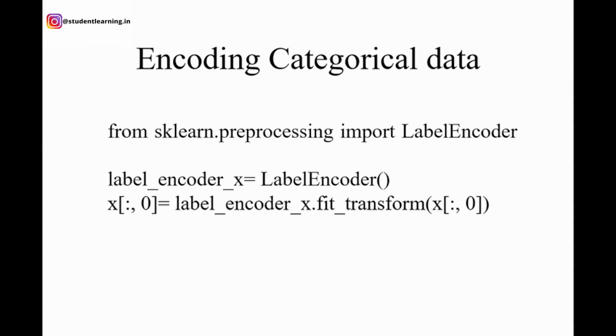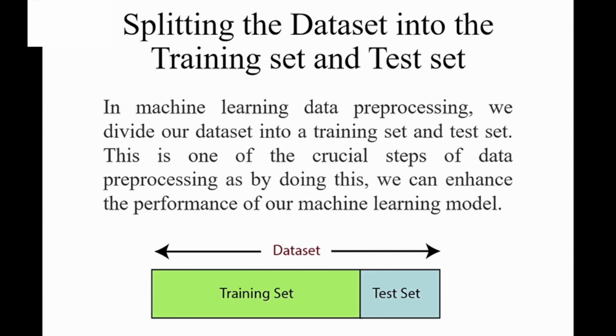For this there is a common library. The library is: from sklearn.preprocessing import LabelEncoder. The command is very simple. We have to write label_encoder_x = LabelEncoder(). It's a function. After that we have to write X[:, 0] = label_encoder_x.fit_transform(X[:, 0]). That means with the help of this command you can convert your string values into numeric values.